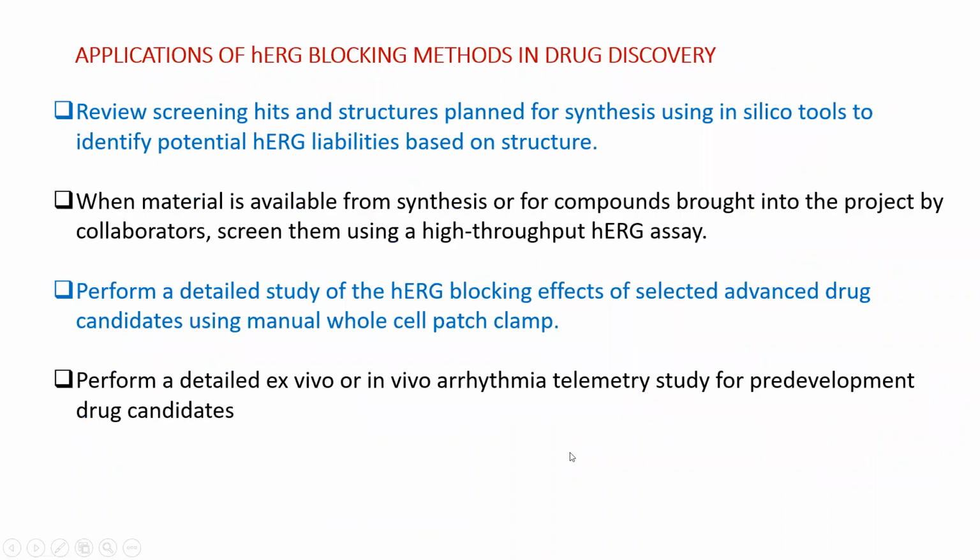Then some applications are there for these methods in the drug discovery process. So first is to review the screening hits and structures planned for synthesis using in silico tools to identify potential hERG liabilities based on the structure. Second, when material is available from synthesis or for compounds brought into the project by collaborators, screen them using a high throughput hERG assay. Then perform a detailed study of the hERG blocking effect of selected advanced drug candidates using this process.